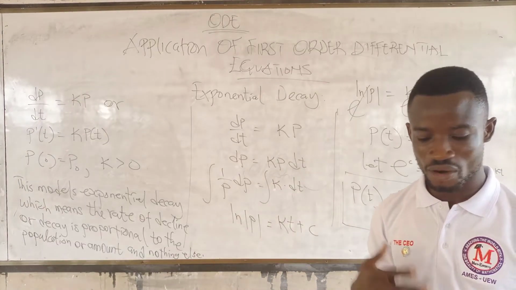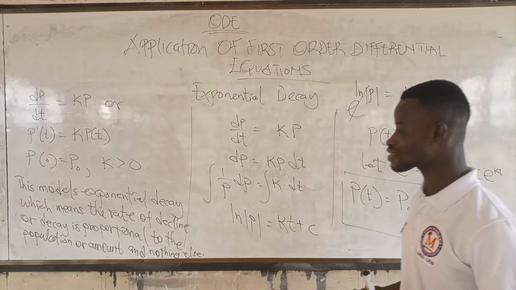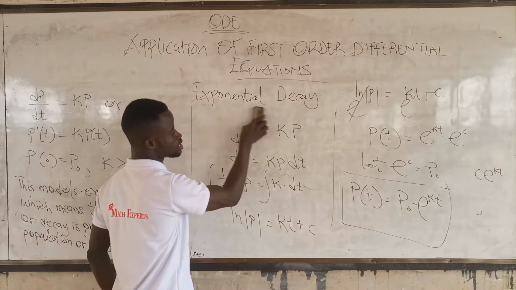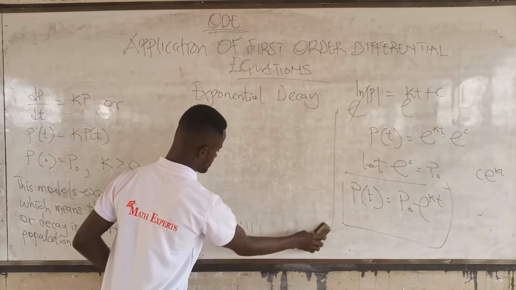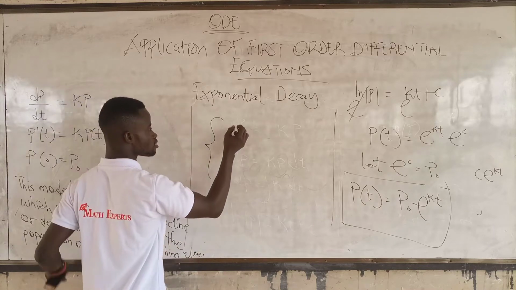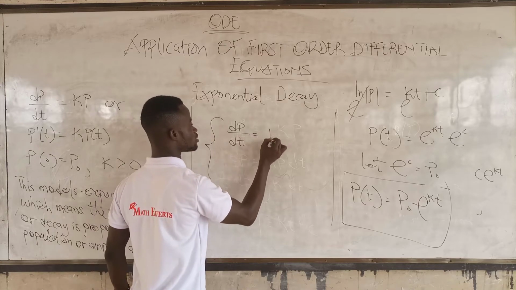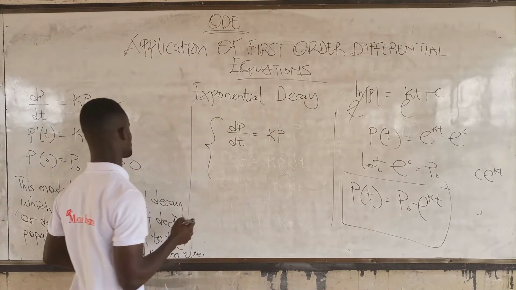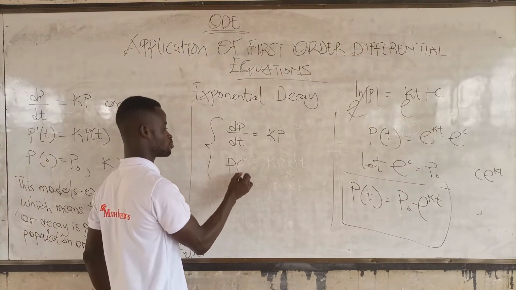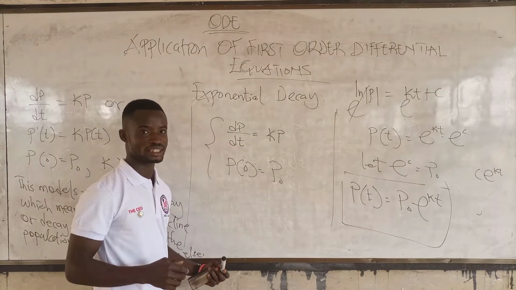Now, let me add this. Sometimes you can be asked to write the IVP. When you are asked to write the IVP, for instance, the IVP is just dP/dt, and then the condition will come. That is P of 0 is equal to P naught. So this is going to be the IVP.